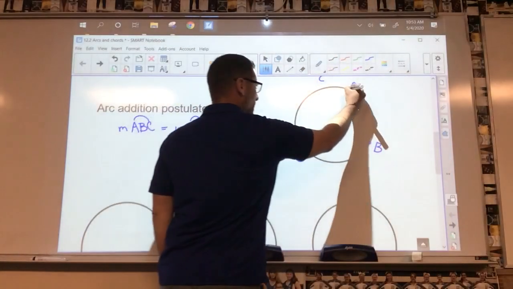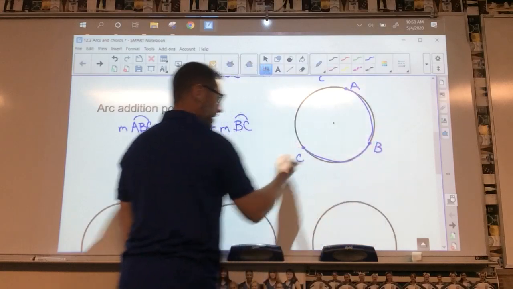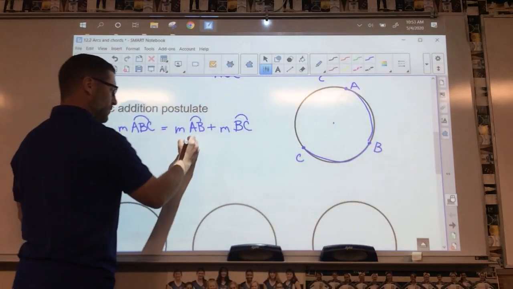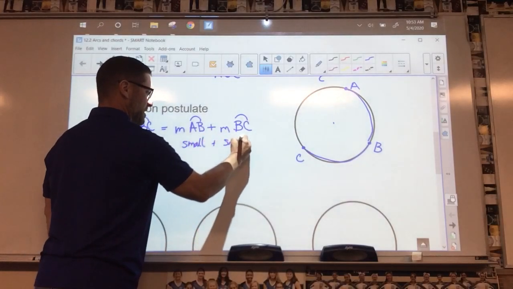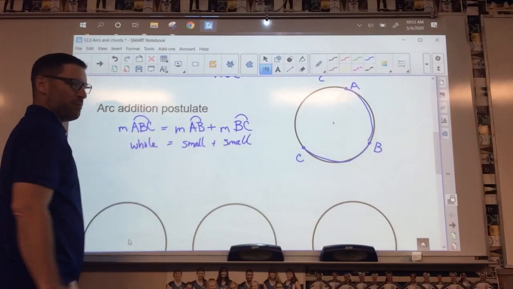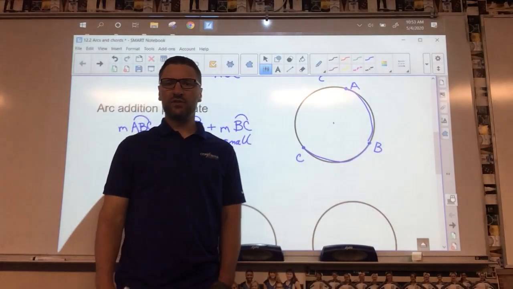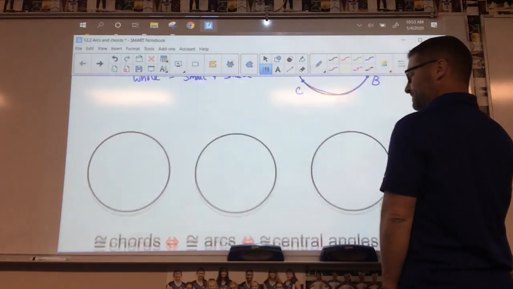But we had another name for this. We just said this part plus this part equals the whole thing. And our rule here was small part plus small part is equal to the whole part. And that really applies with arcs too. If you take the two little small baby angles, you'll get the whole big angle. Alrighty?